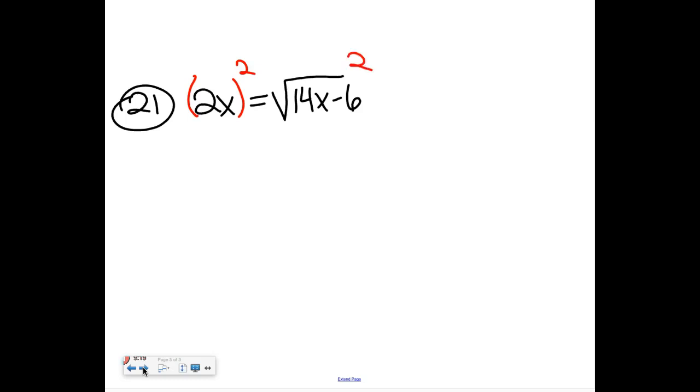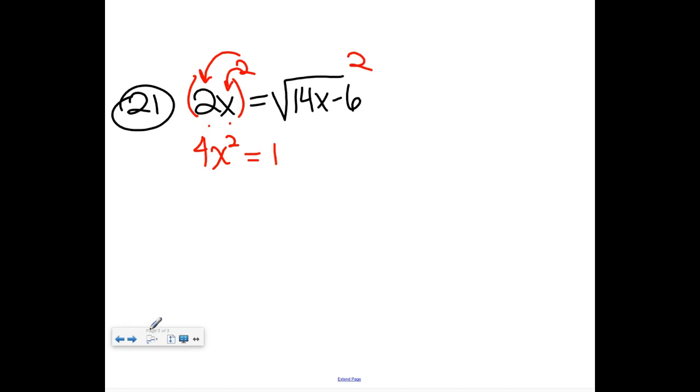Now on this side, I wanted to do this one for a reason. If we notice we have a 2 and an x, and we have to square everything. So that means this square is going to go to this 2 and this x. So what we have then is 4x squared. On this right side, the square and the square root are going to cancel. So we're just left with 14x minus 6.